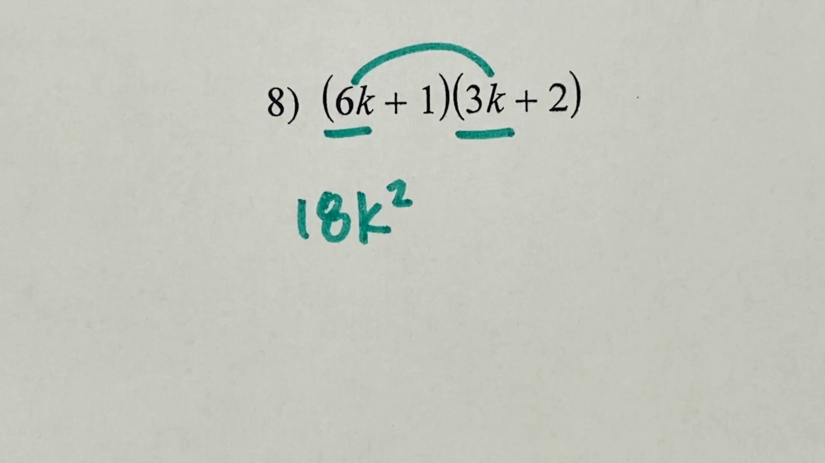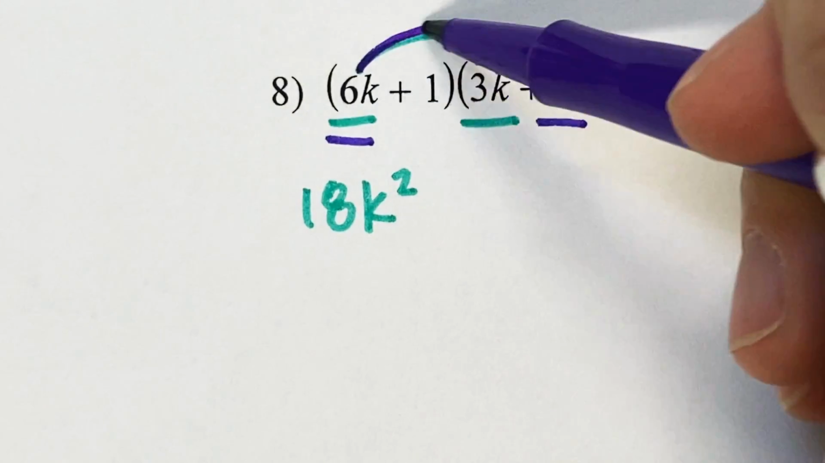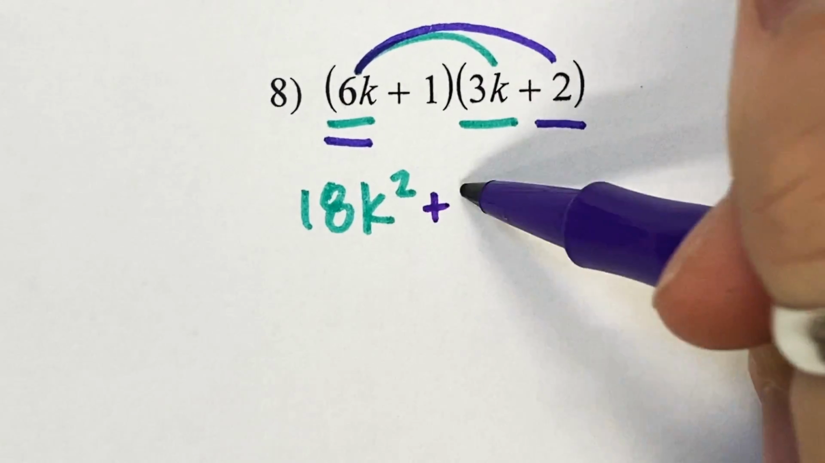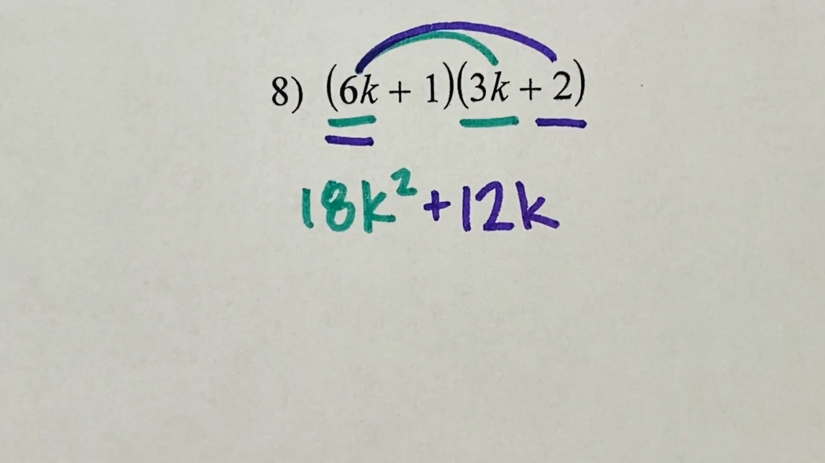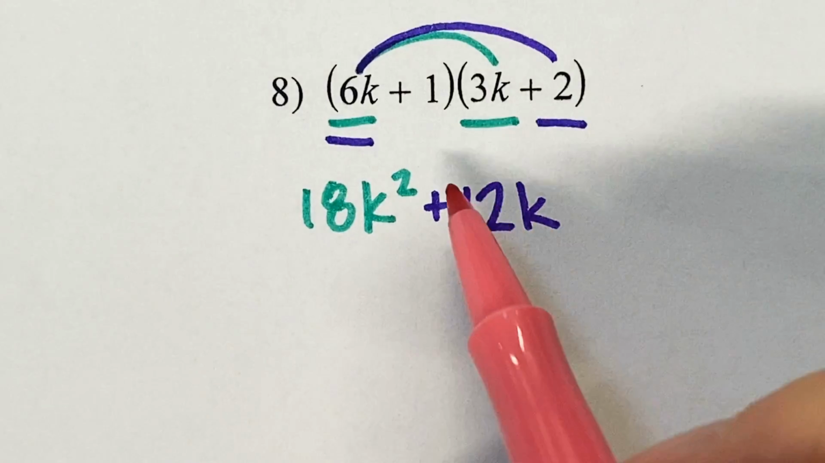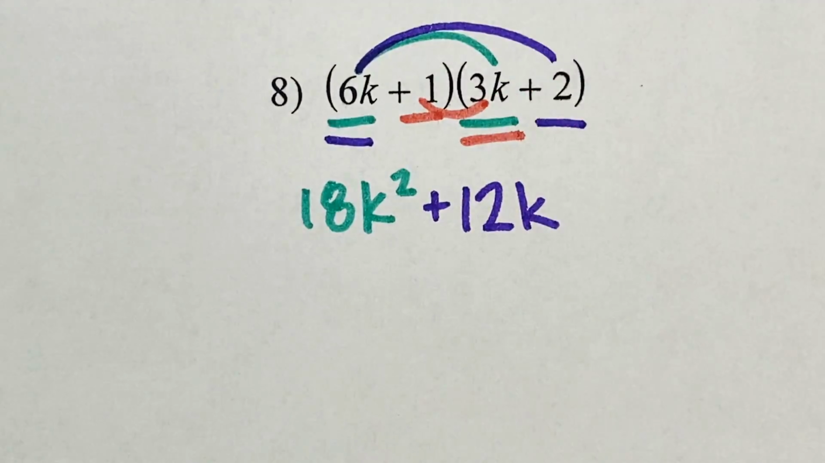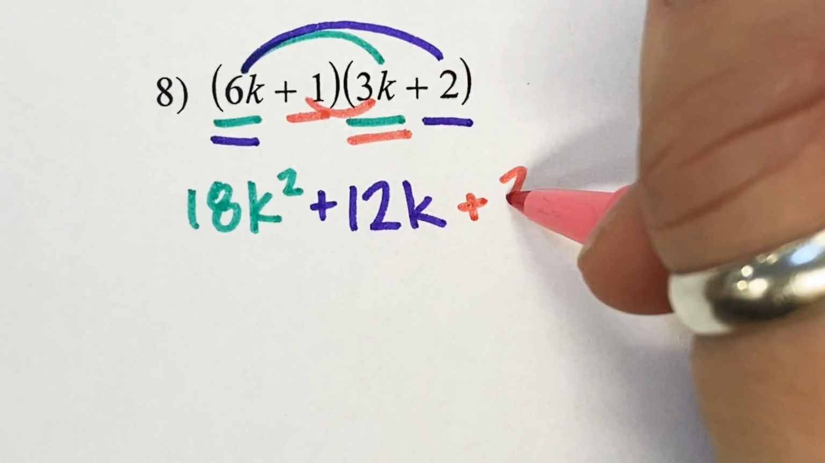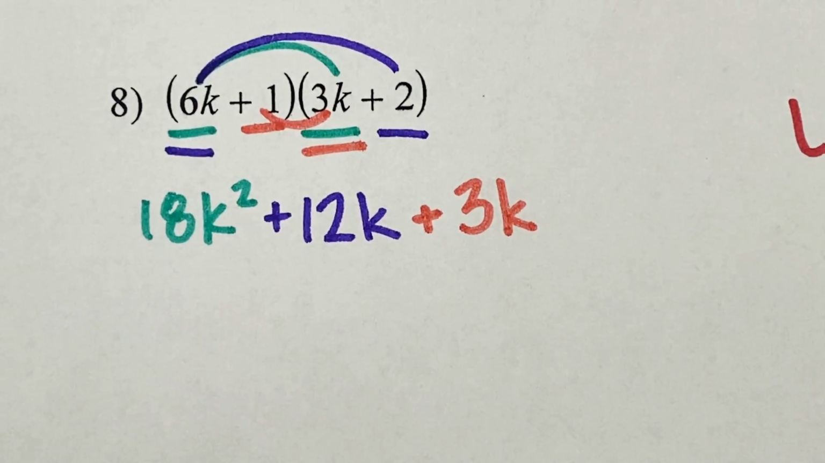Okay, my next letter in FOIL is O. So our outside, 6k and 2. So what is 6k times 2? 6 times 2, 12 with the 1k that was being multiplied. Our next letter in FOIL, I, inside, so 1 and 3k. So what is 1 times 3k? 1 times 3 is just 3. There was 1k being multiplied, so 3k.